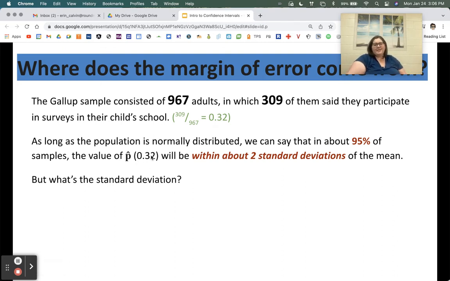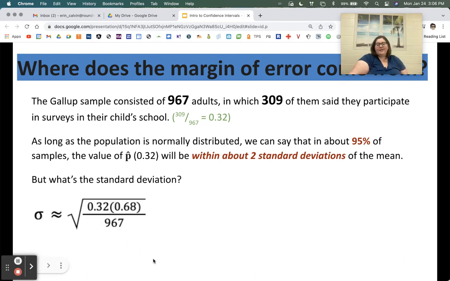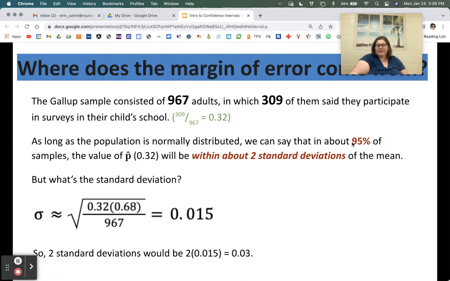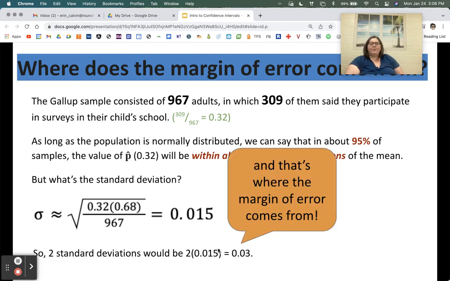So part of the problem is I don't actually know what p is. I only know p hat, because I don't know what's true about the population. But I can use that p hat as an estimate to find a standard deviation. So the square root of 0.32 times 1 minus 0.32 divided by n gives me about 0.015. So then 2 standard deviations, to get me to that 95%, is about 0.03. So that's where it came from.